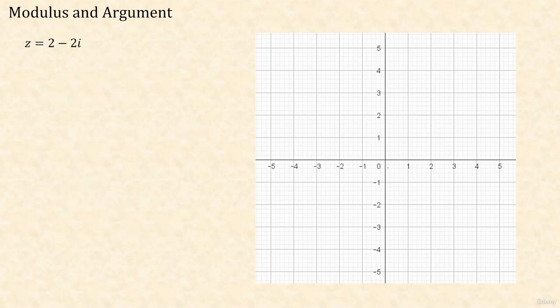Let's look at some more examples. So let's take this one, 2 minus 2i. So that's 2 along and 2 down, so that's here. So here's our complex number.